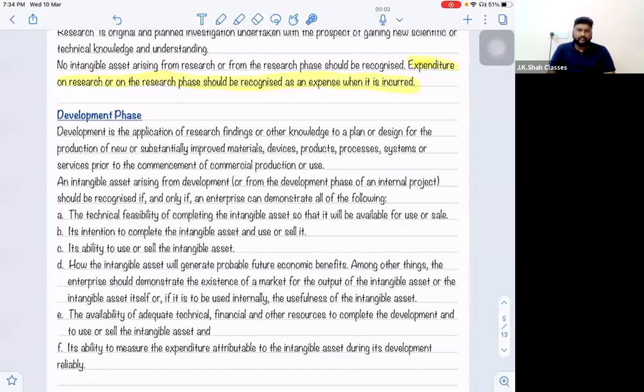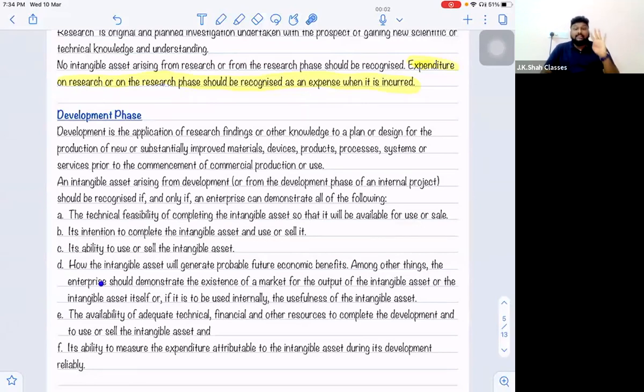So what are the conditions? First, the technical feasibility of completing the intangible asset so that it will be available for either using it or selling it. Means, sir, you have all the technical skills to complete the development. Point number 2, you have the intention to complete the intangible asset to either use it or sell it. Third, you have the ability to use it in your own business, or you will definitely find a customer to whom it can be sold.